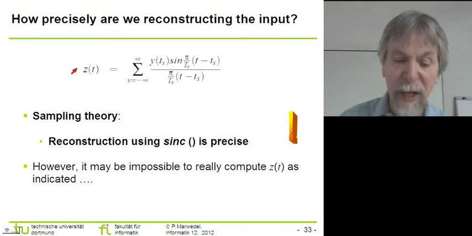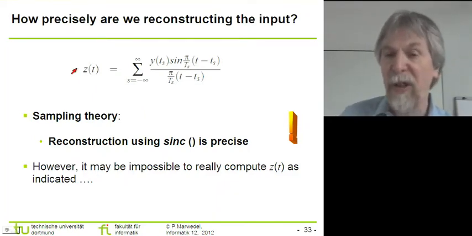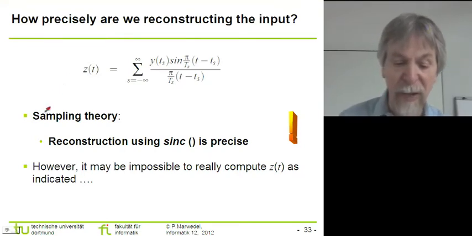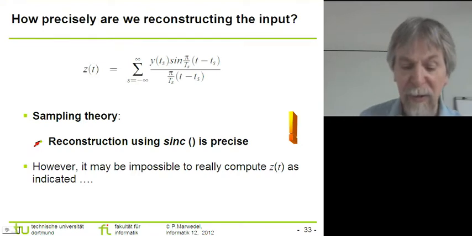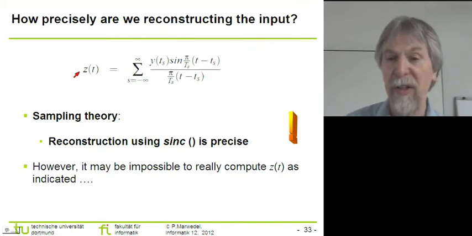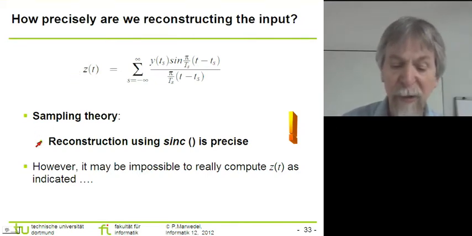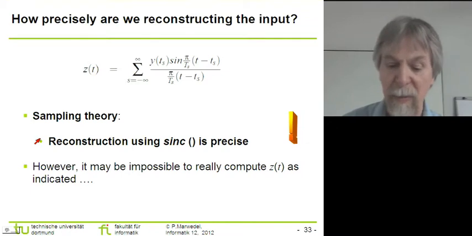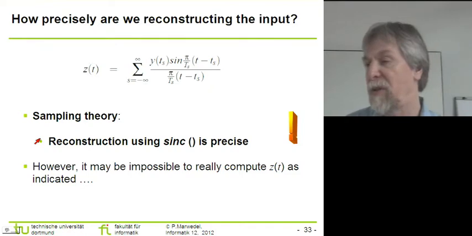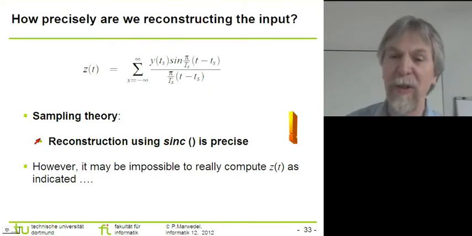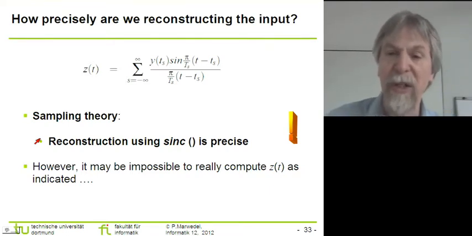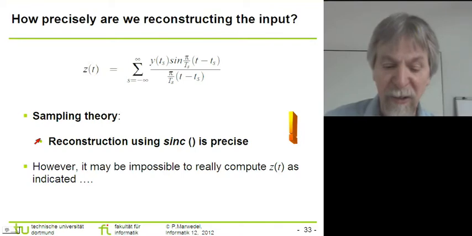Now the question is, how precisely are we actually reconstructing the input in that way? And there again, sampling theory is helping us, because sampling theory tells us that if we really perform the computations in the way that is indicated in this equation, reconstruction would be precise. That means we would be exactly reconstructing the input signal, which would be very good news for people who like to listen to music, because in that way we know that the music reconstructed from a digital CD is actually precisely reconstructed.